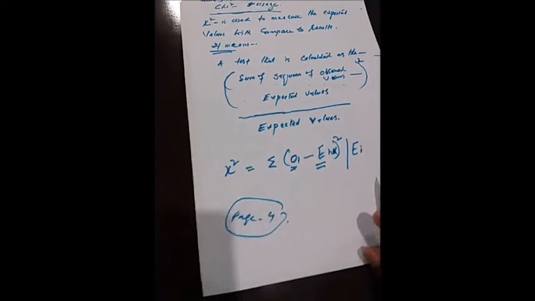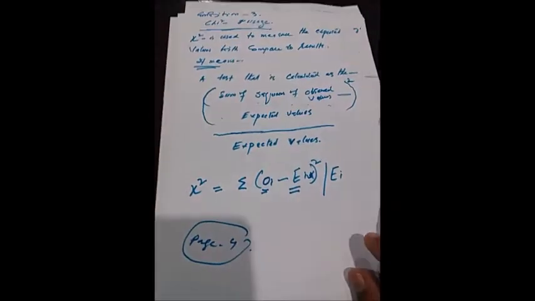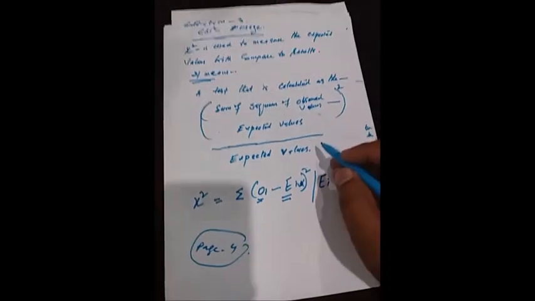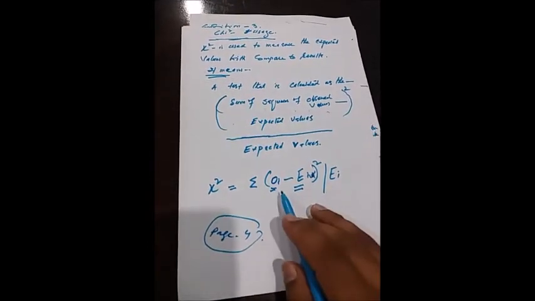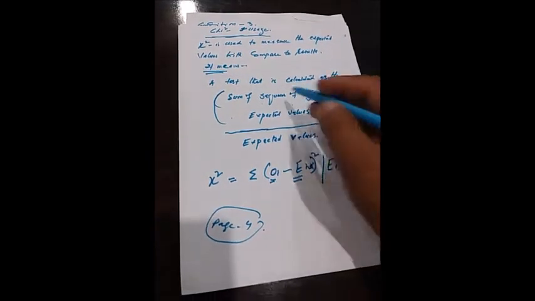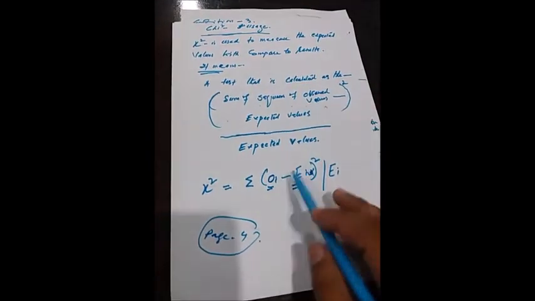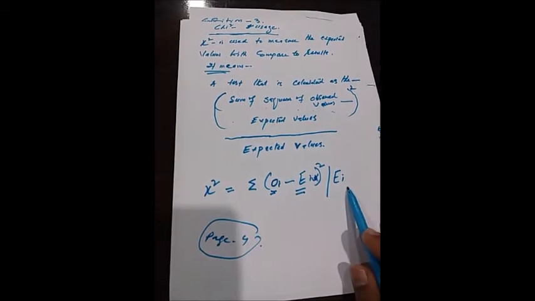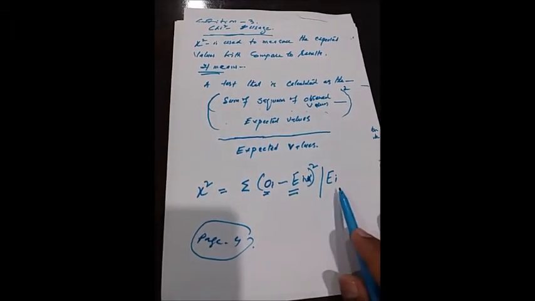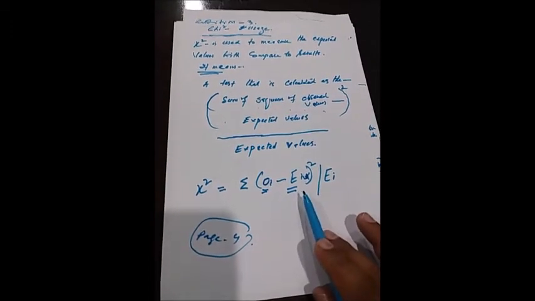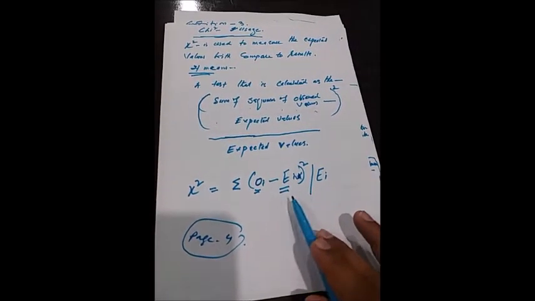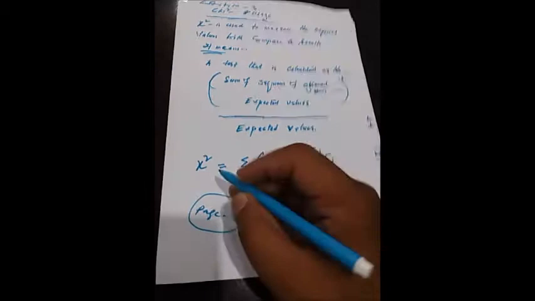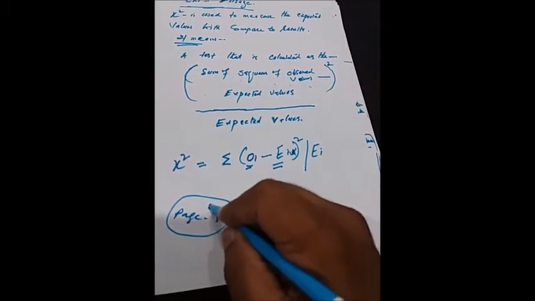So, on page 5 we wrote the general formula of chi-square and its mathematical interpretation. The chi-square is observed values minus expected values, whole square, divided by expected values.